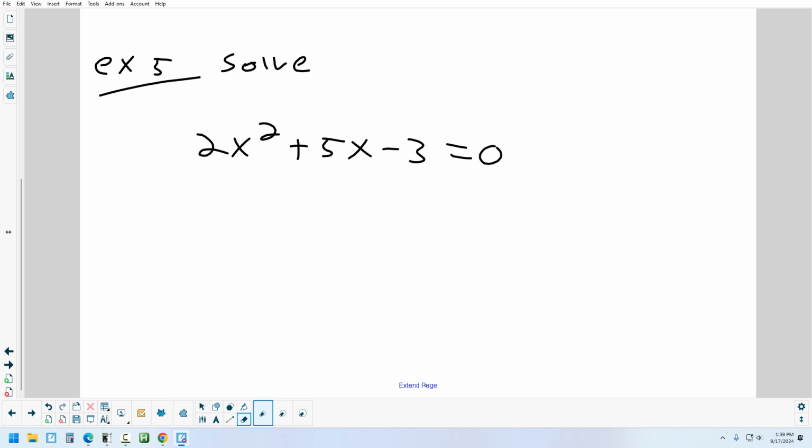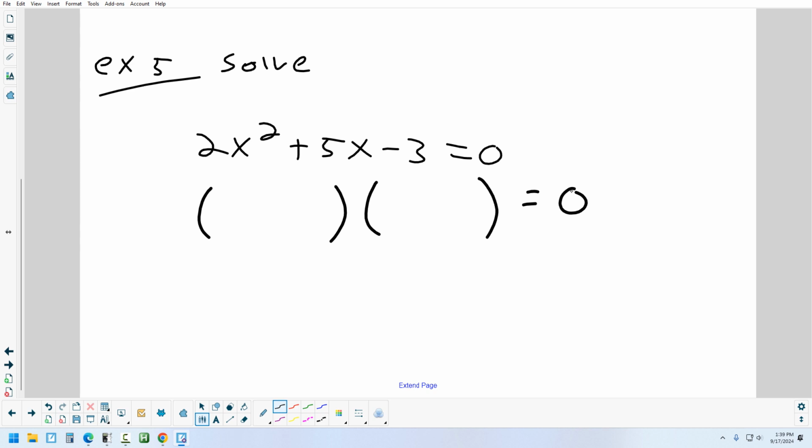Anyone remember the first thing you always put down to factor something? Parentheses. Yeah, you need to put down your parentheses. Okay, two sets of parentheses. So regardless of what numbers are up above, start with that. What goes in the first two parentheses is something times something that gives you 2x squared.